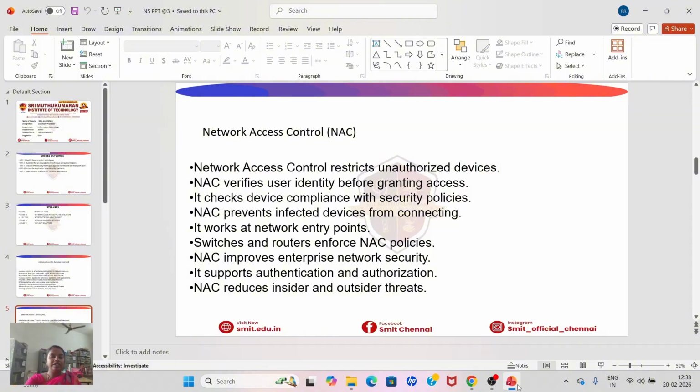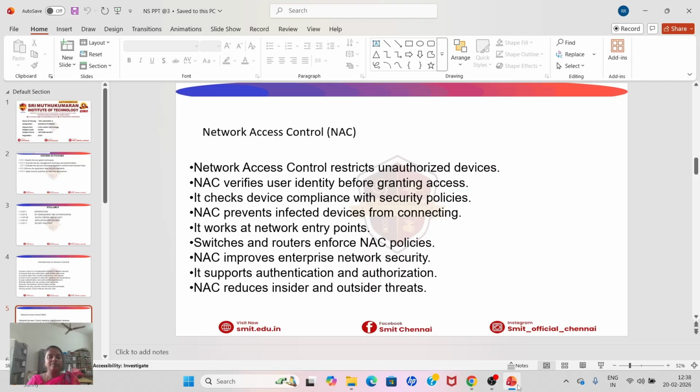Moving on to network access control. Network access control restricts unauthorized devices. It verifies user identity before granting access. It checks device compliance with security policy and prevents infected devices from connecting. It works at the network's entry points, switches and routers, and enforces NAC policies, NAC in the sense network access control. NAC improves enterprise network security. It supports authentication and authorization, and reduces insider and outsider threats.